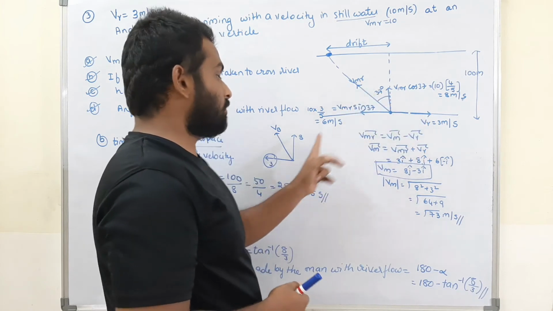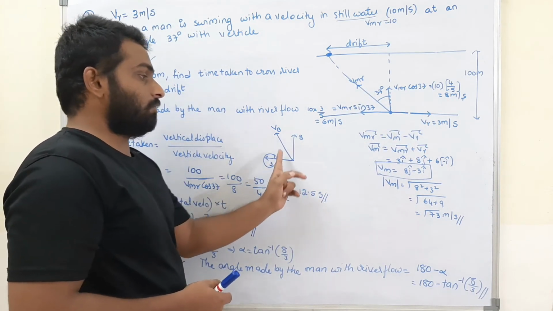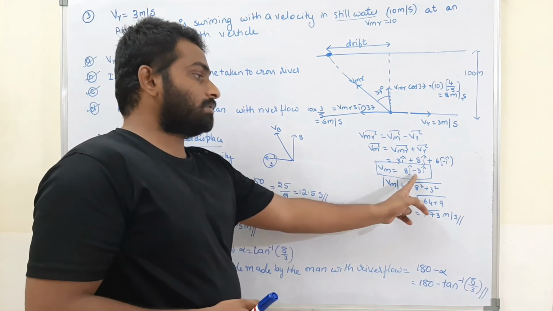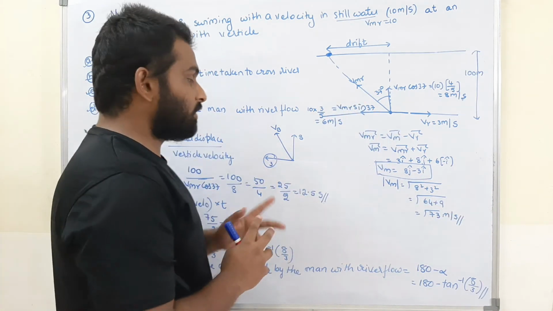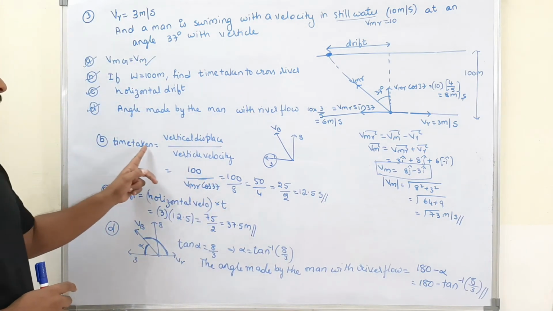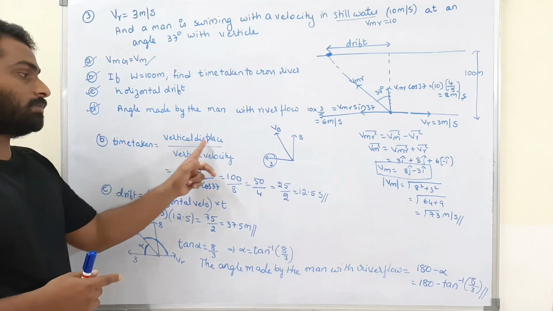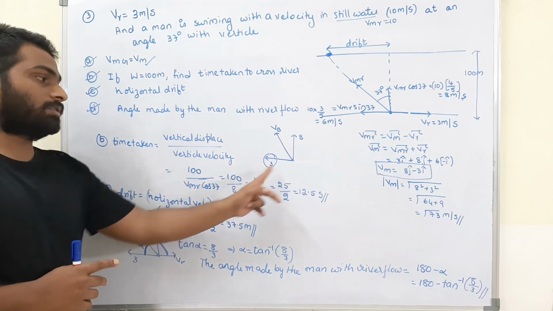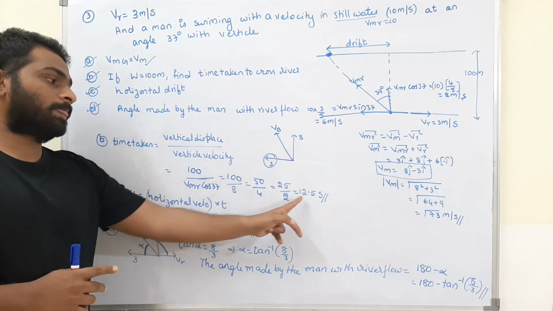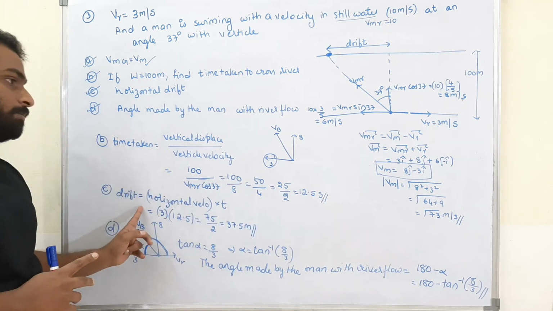Therefore, the resultant of these two I got as (8, 3), that is, 8 j cap minus 3 i cap. What is the magnitude? Root of 73 meters per second. What is the time taken? The time taken to cross the river is vertical displacement by vertical velocity. That is 100 by vertical velocity. What is the vertical velocity? 8. So 12.5 seconds.